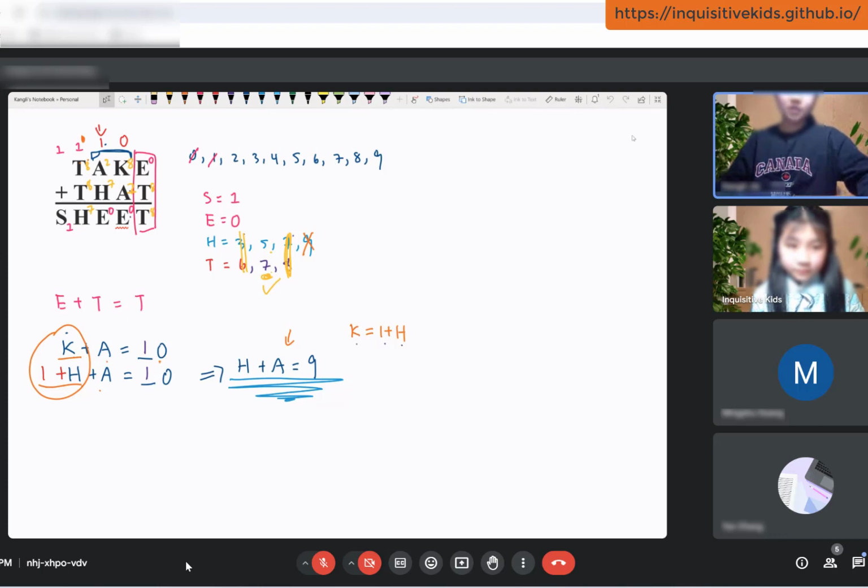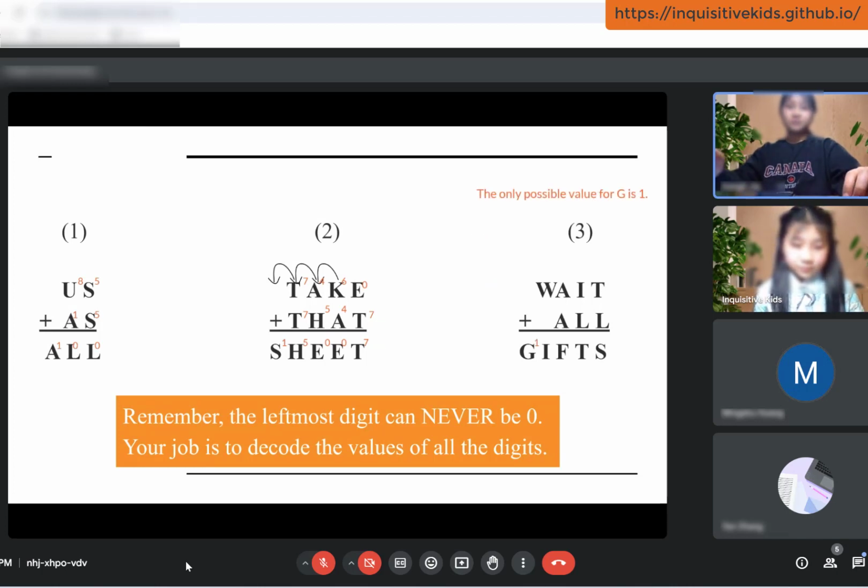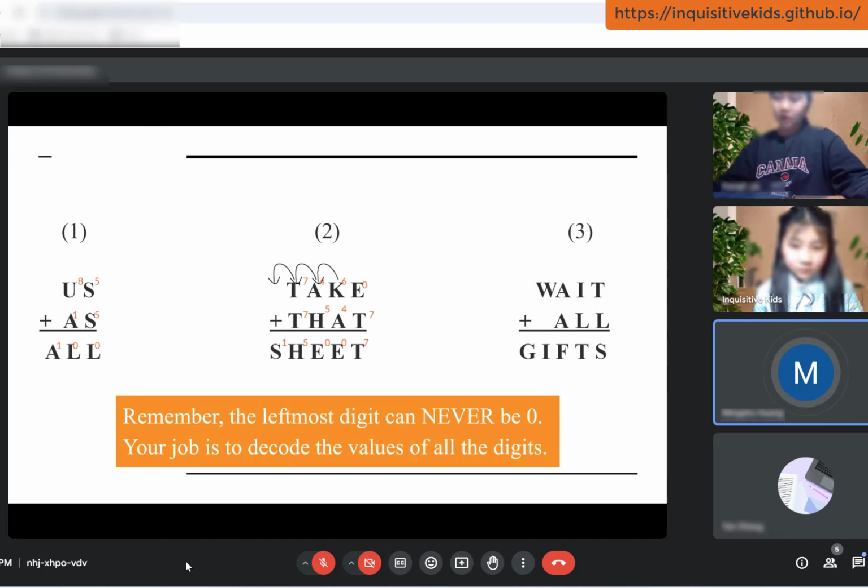And that brings us to the final solution, which is t equals 7, a equals 4, k equals 6, e equals 0, h equals 5, s equals 1, and that is our solution. Is there a way you could write that out? Because it's kind of confusing.